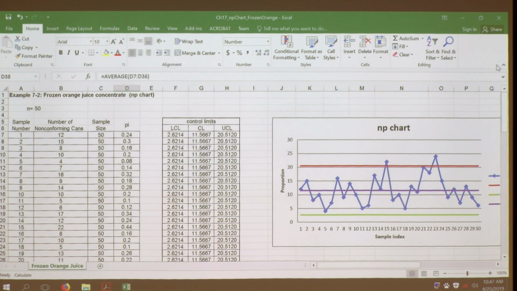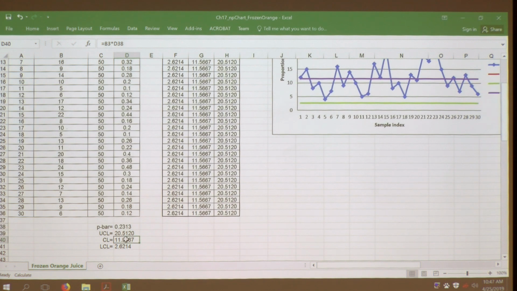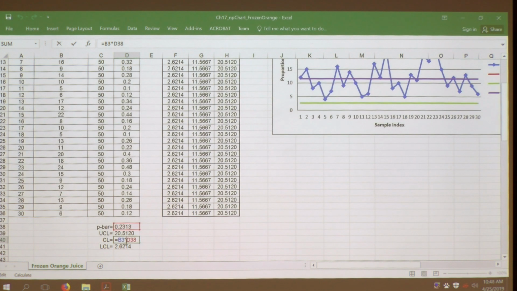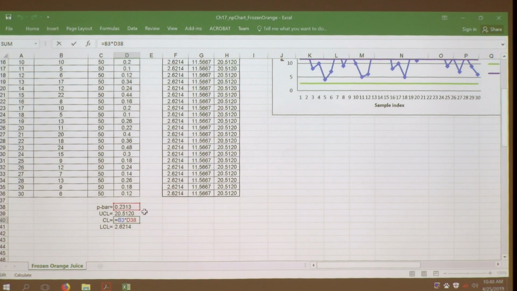This is a column of the probability of having a defect in each sample. Then we calculate the average. Then the center line will be NP. So N times P bar, N is 50. So this is actually the center line: 50 times P bar, 23.13%. So 50 times P bar will equal the center line.